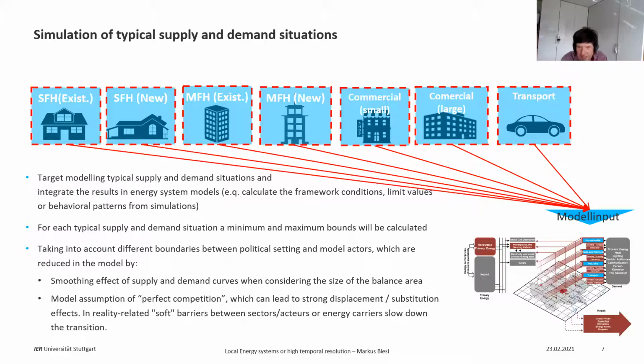And this is something where, if you have a simulation approach, you can simulate it and find the parameters to restrict the use of the batteries. And in the second step, you then have this kind of prosumers inside your model.